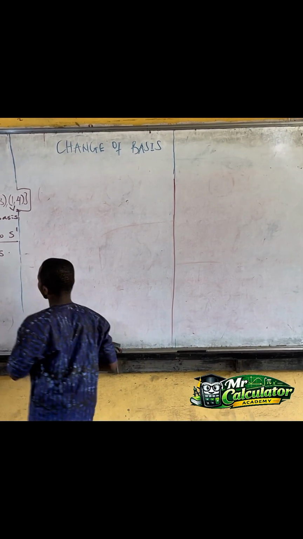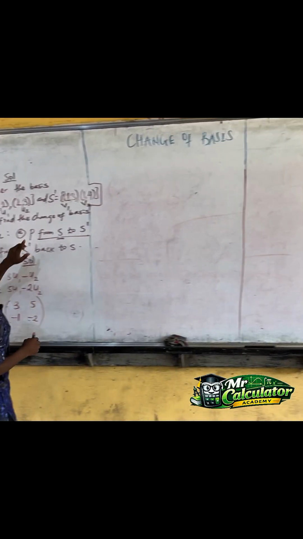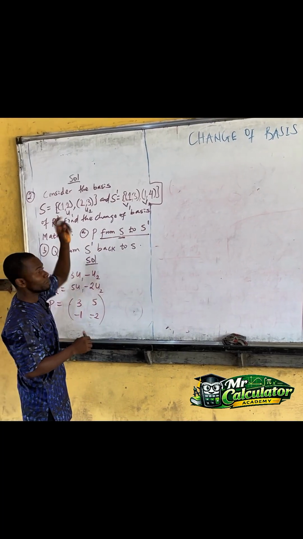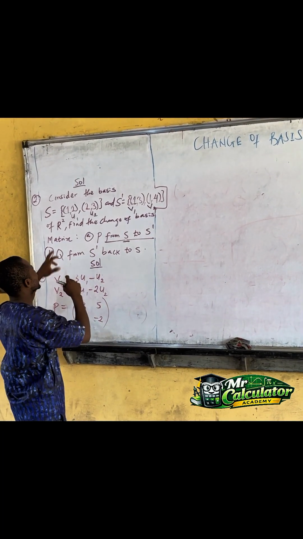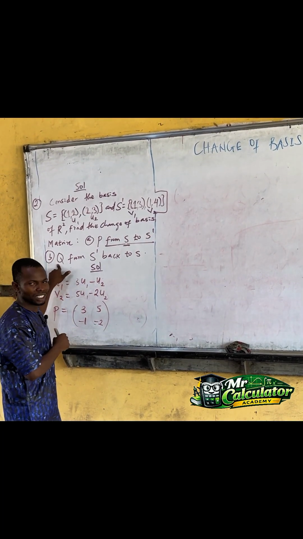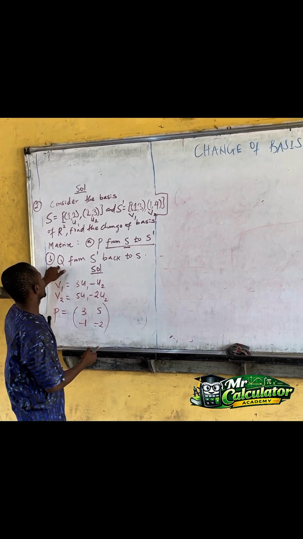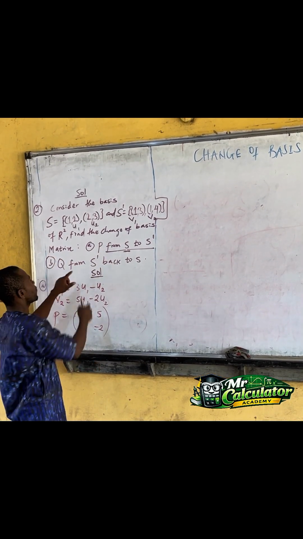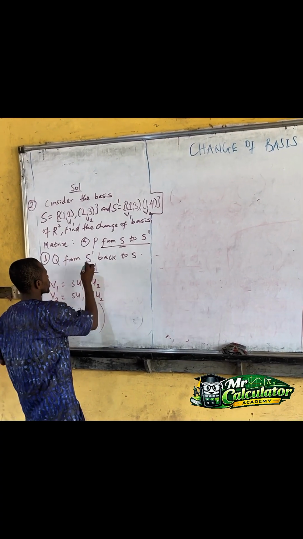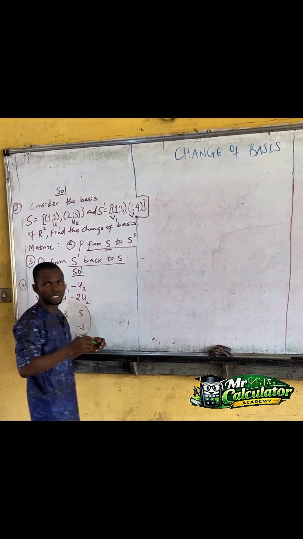Now for the B part, the B says, find the change of basis matrix Q. It's now Q, not P. It can be anything, just to represent the change of basis matrix. Find the change of basis matrix Q from S prime. Please note, from S prime back to S.